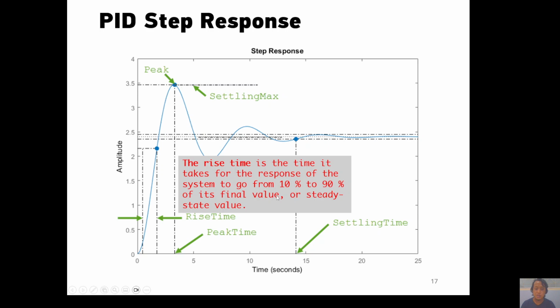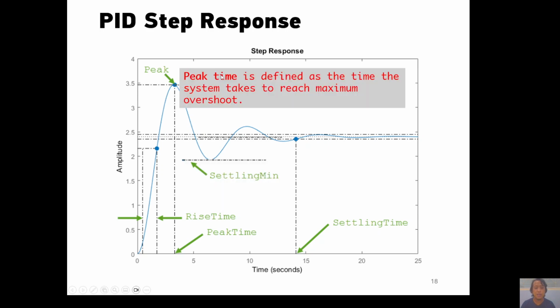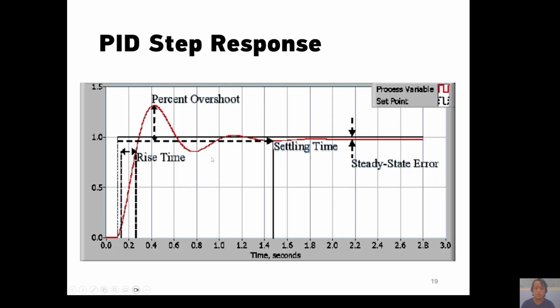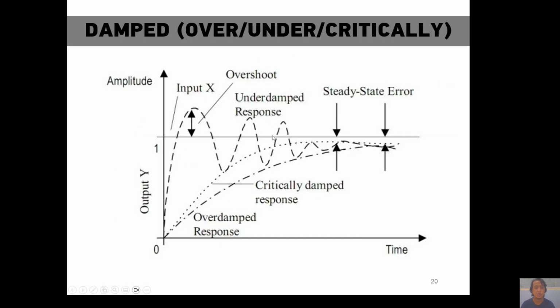The rise time is the time it takes for the response of the system to go from 10% to 90% of its final value or steady state value. This is the rise time, from this to this. And that's the peak time. Peak time is defined as the time the system takes to reach maximum overshoot. This is also the step response.